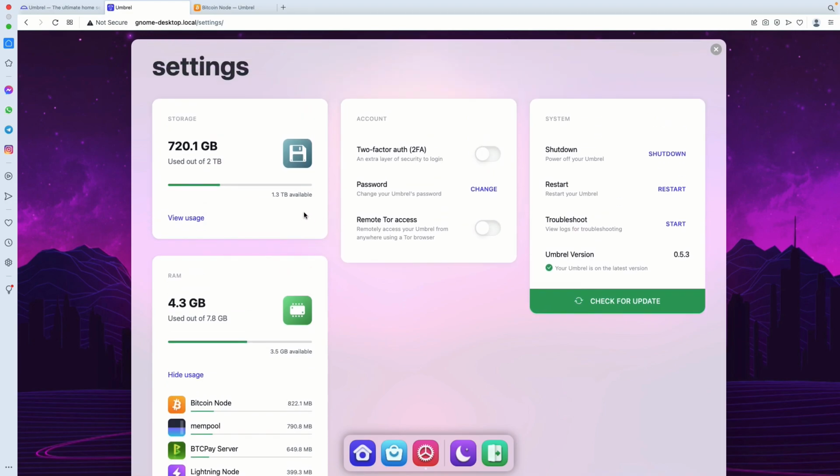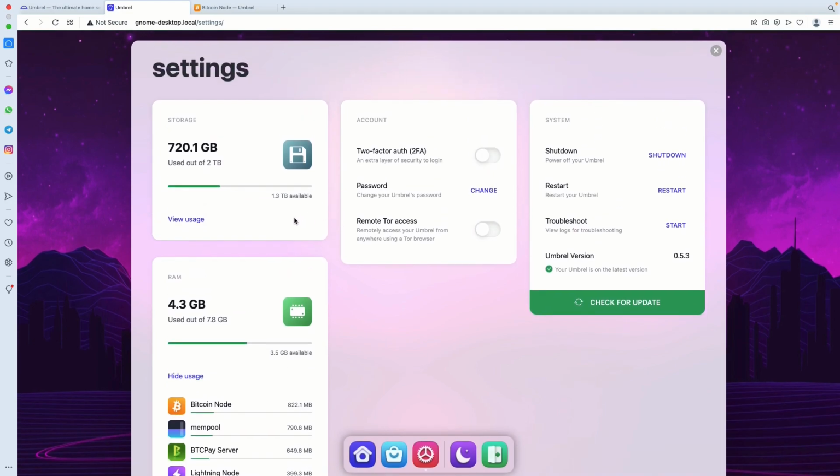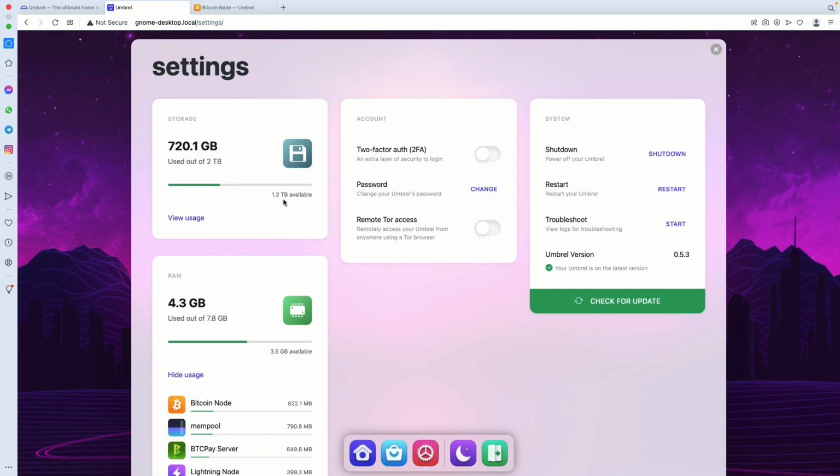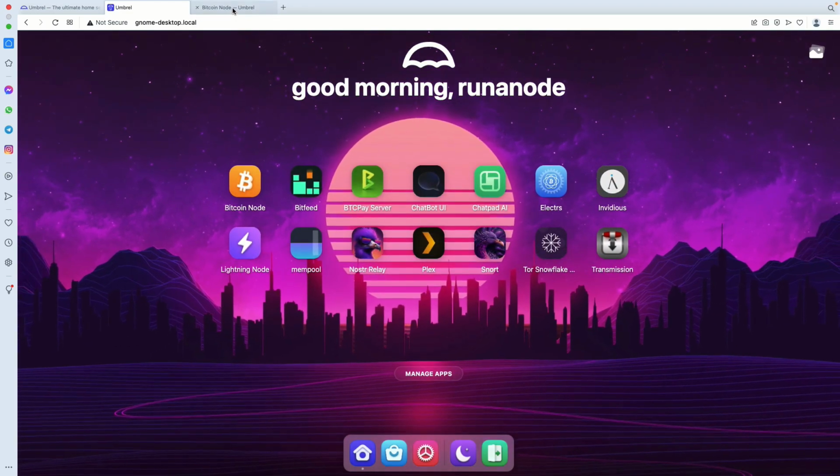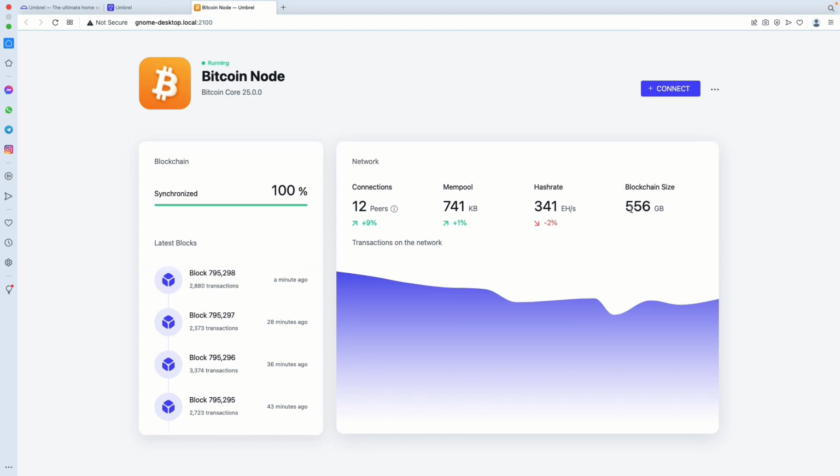And also you can see, I installed a 2 terabyte NVMe SSD, but it's already taking 720 gigabytes. If the Bitcoin node is 556 and the total is 720, you can calculate easily that Umbrel is taking 160 gigabytes already. So it's a lot. You could put another 200-300 movies there. And the Bitcoin node is also growing.